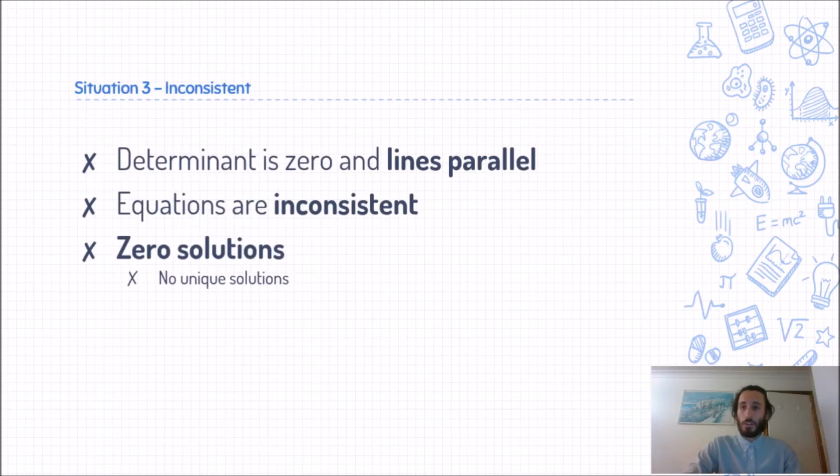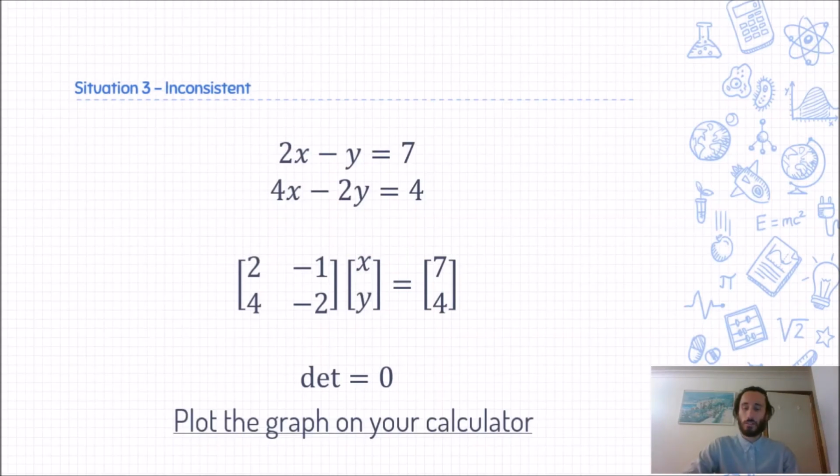Our third situation is inconsistent. In this case, again, the determinant is 0, but this time the lines are not overlapping, they are parallel. If they're parallel, we can say that these equations are inconsistent and there are going to be 0 solutions. Again, no unique solutions. In this case there is 0, in the other case there were infinite. Alright, let's see what this looks like. So we got this set of equations, the same first equation, the second equation has changed. Again, the determinant is 0.